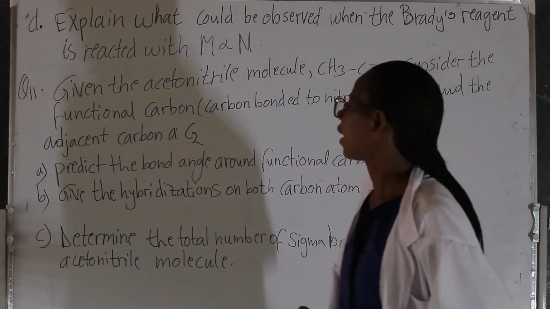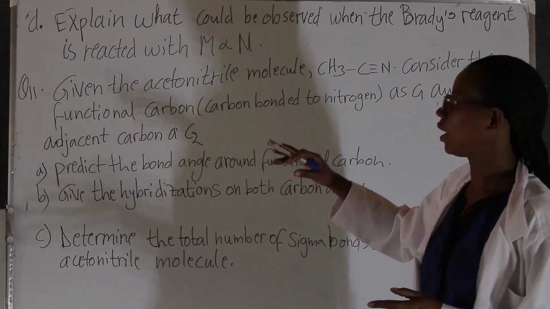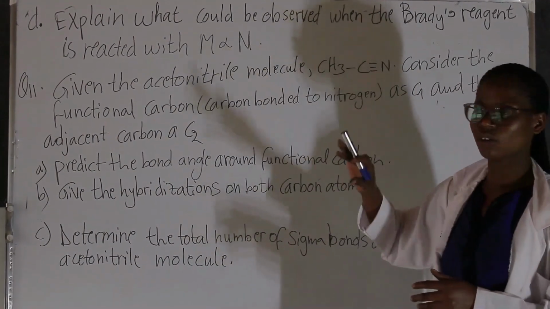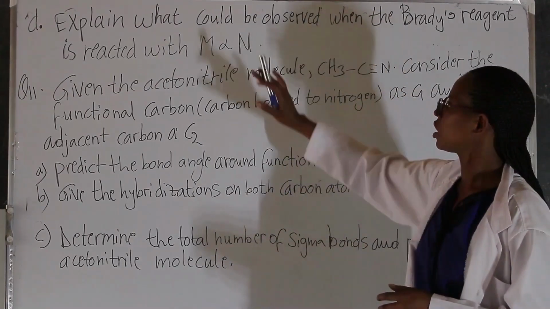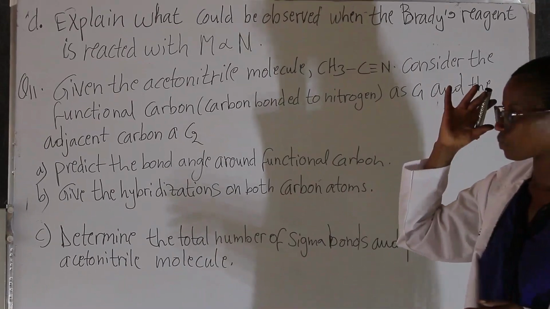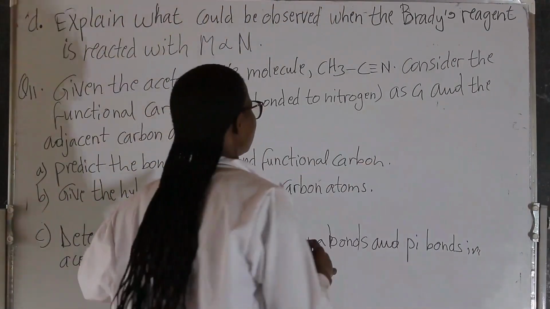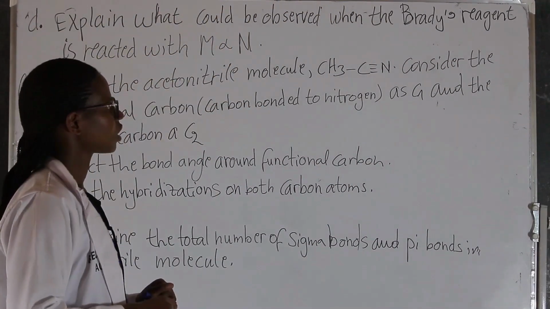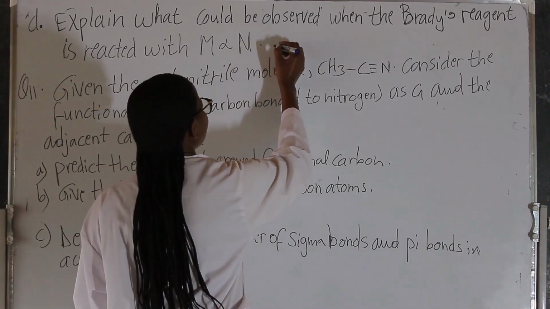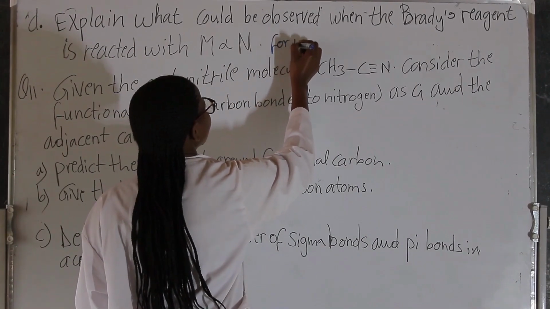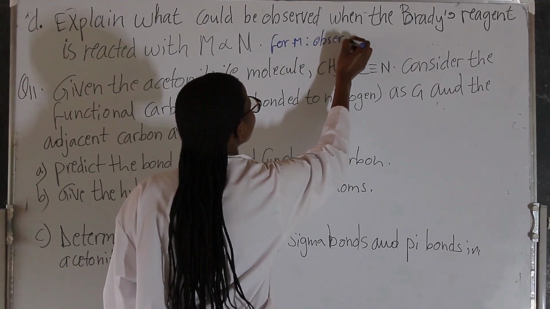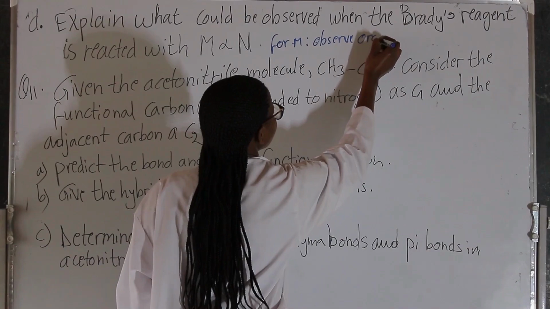Here for N, we have seen that it is an aldehyde. Also, we can observe an orange precipitate. That's what we can observe. Orange precipitate for M, we can observe orange precipitate.